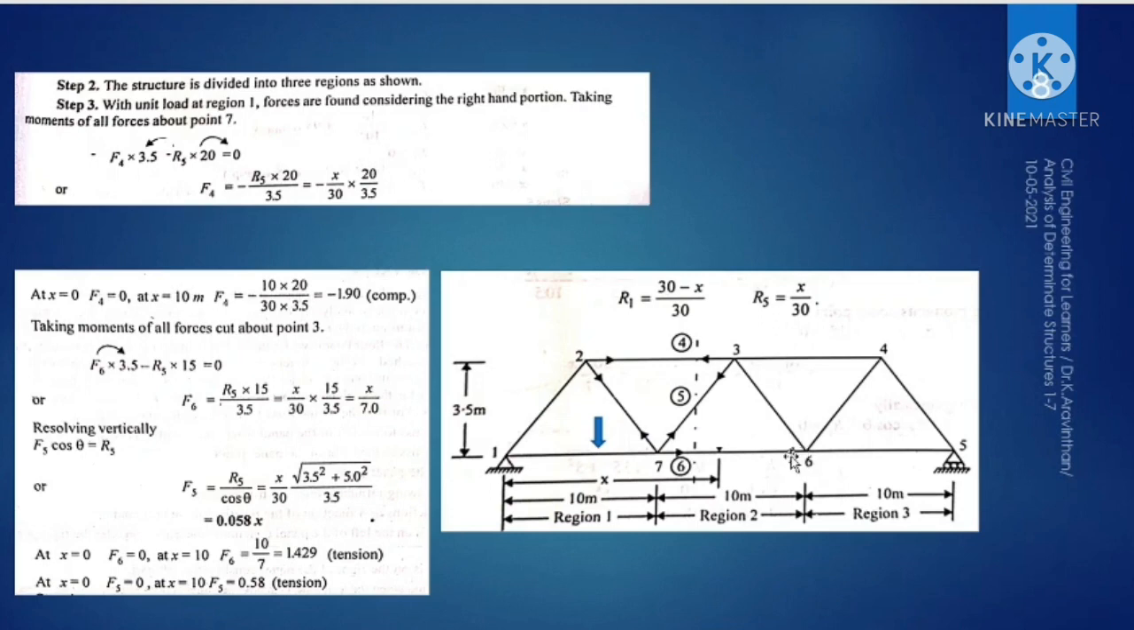While performing this analysis you should assume that all the member forces are tension. So this is the initial assumption. First we will be considering the load at the left hand side, that is region 1. If the load is at region 1, you have to consider only the section at the right hand side. This was the assumption which I discussed earlier.